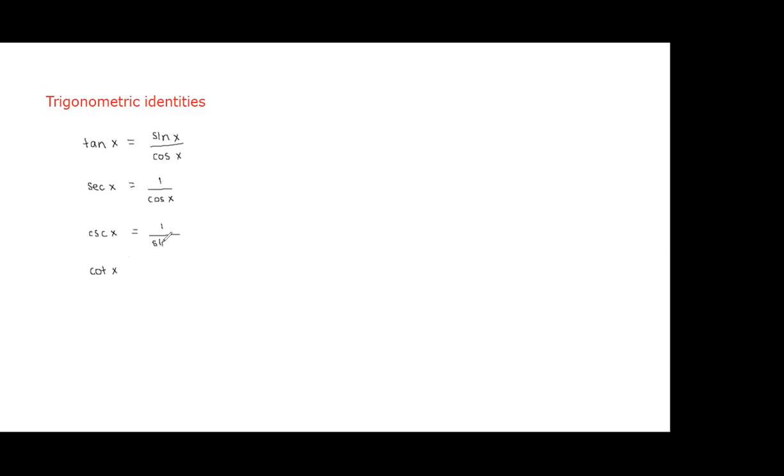So basically what that means is secant is the inverse of cosine, which means cosine is also the inverse of secant. And cosecant is the inverse of sine, which also means that sine is the inverse of cosecant. And then cotangent is given by cosine of x over sine of x, which is the same as, because this is cosine over sine, and that's the inverse of sine over cosine, 1 over tangent of x.